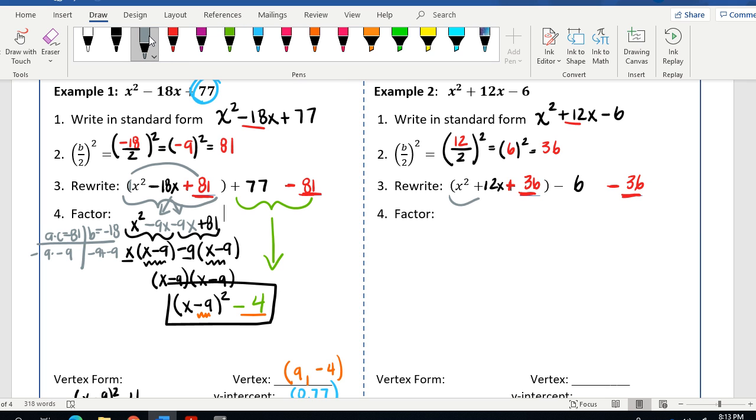Now I'm going to factor this perfect square trinomial, because I really want this parentheses squared. Now I'm going to show you a shortcut. Once you take half of your b, that is the number that goes inside your parentheses squared. So I can do x, and the number that I have after I took half of the b is a positive 6. So I'm going to plug in a plus 6.